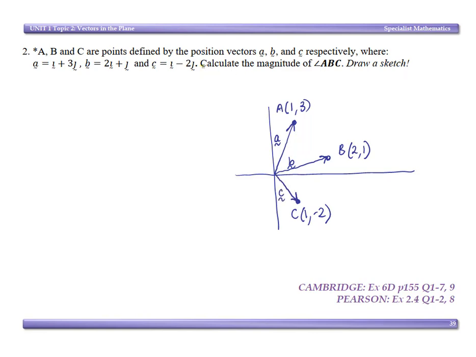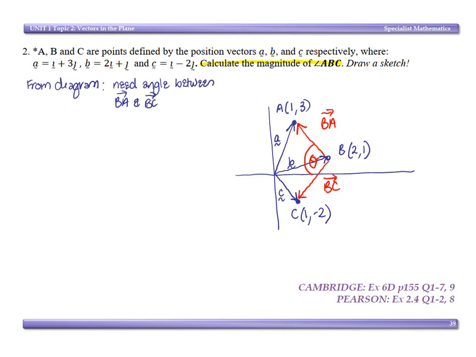Now it's asking to calculate the magnitude of angle ABC. So that's the angle it wants. So what I need to do is find vector BA and find vector BC. Then I can use my dot product. So I've just written that from the diagram: need the angle between BA and BC. So let's work that out.